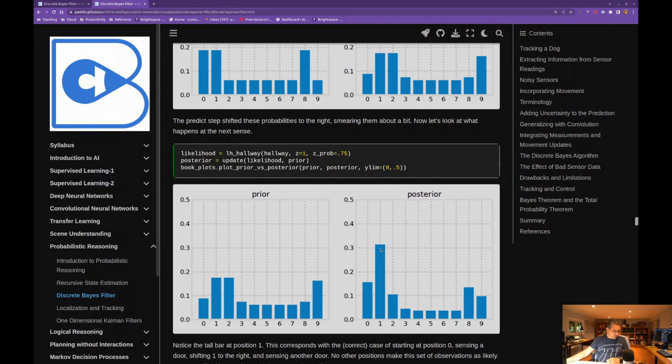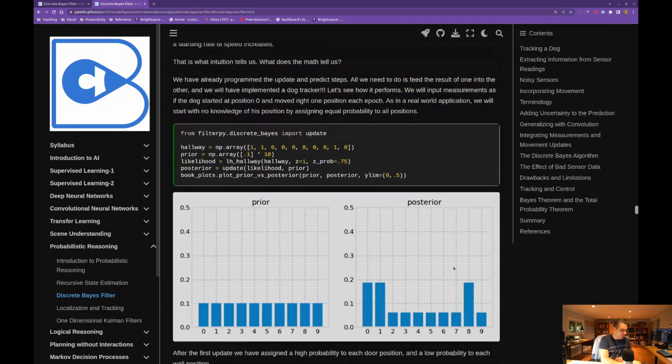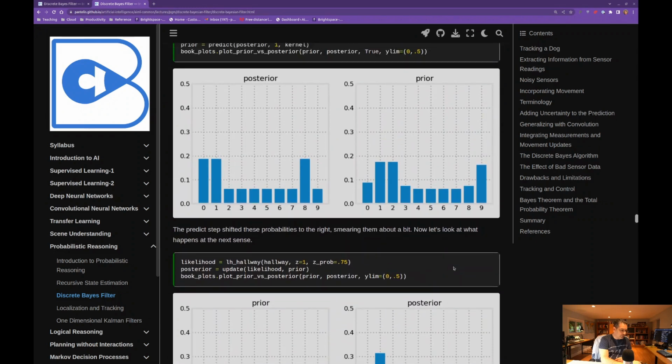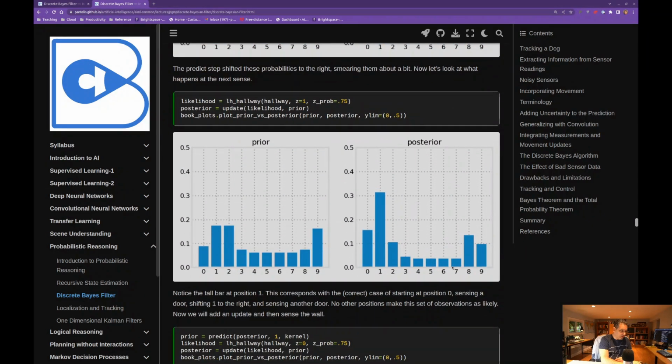Notice that this is pretty much indicating a very high possibility that we are in location 1. So there are effectively 3 doors in the system. One door is in location 0, the other door is in location 1, and the other door is in, I believe, location 8. So these are the 3 doors that are present.